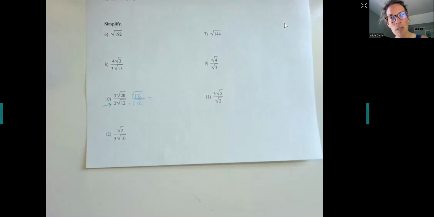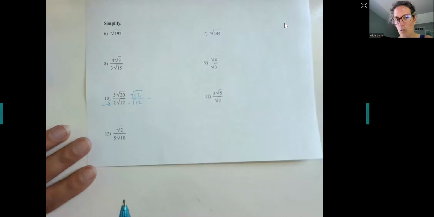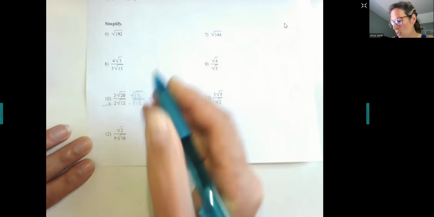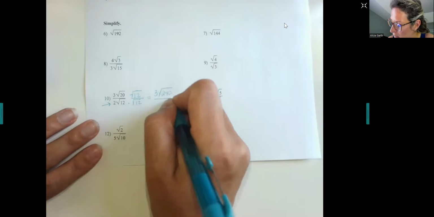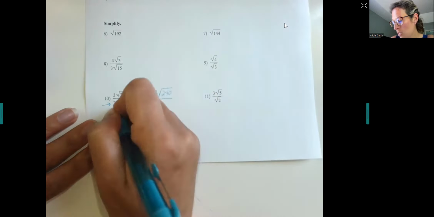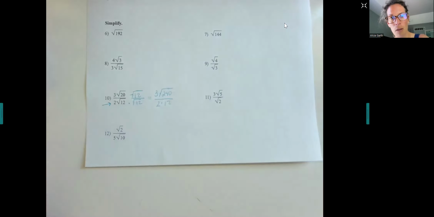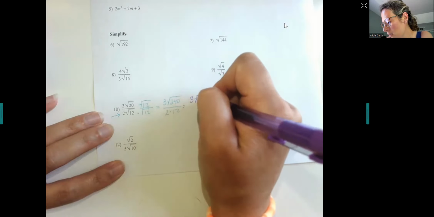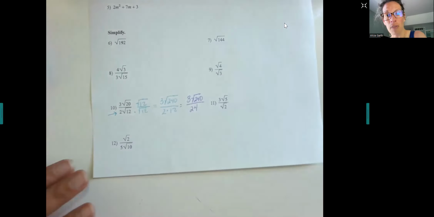Remember, when we're multiplying radicals, we multiply the numbers on the inside and we multiply the numbers on the outside. So our numerator becomes 3 square root of 240 because 12 times 20 is 240. And our denominator becomes 2 times 12, because the square root of 12 times the square root of 12 is 12. Now, I'm going to rewrite this as 3 square root of 240 over 24. We are not done because we have to simplify our radical.